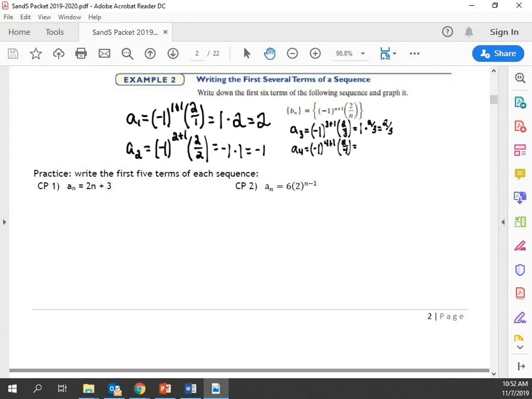Negative 1 to the 5th is? Negative 1. Josh is killing it today. 2 over 4 reduces to what? Oops, forgot the negative. Thanks, Trent.